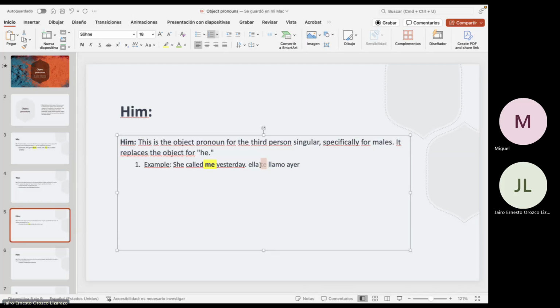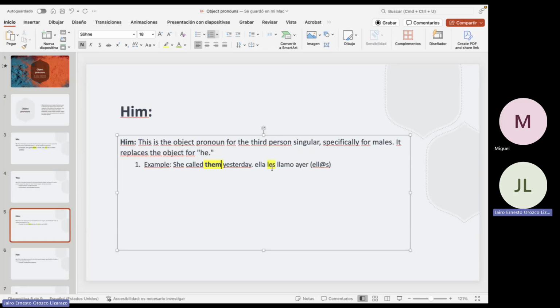Te llamó, ella te llamó, then he called you yesterday. Ella nos llamó, she called us yesterday. And finally, ella les llamó, in this case, ellos o ellas, right? So, ella les llamó, call them. She called them yesterday. Ella les llamó ayer.